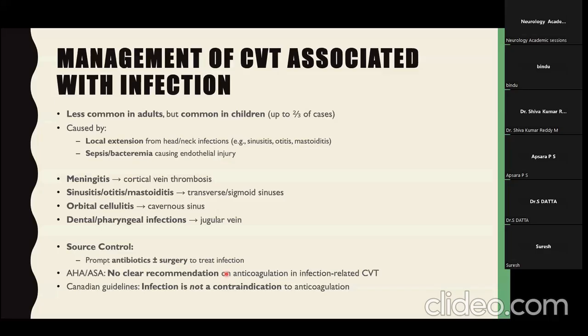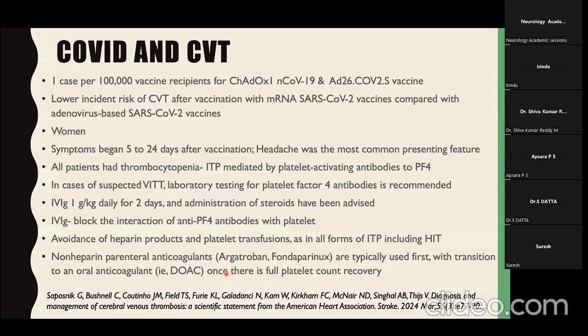So, antibiotics. Then the COVID vaccine: as we already discussed, it is associated with ChAd and adenoviral vaccines, and not seen with mRNA vaccines. All patients had thrombocytopenia and tested positive for PF4 antibodies, and were treated with IVIG, and steroids were advised.